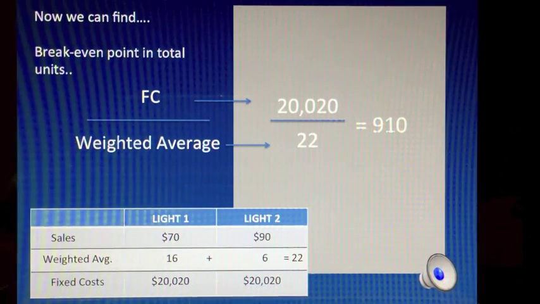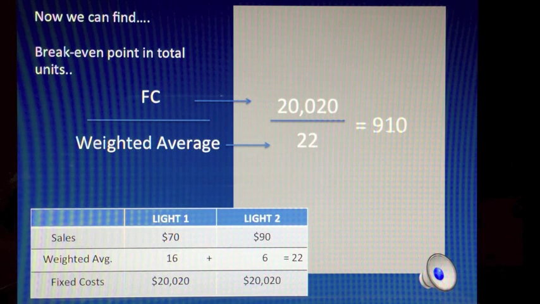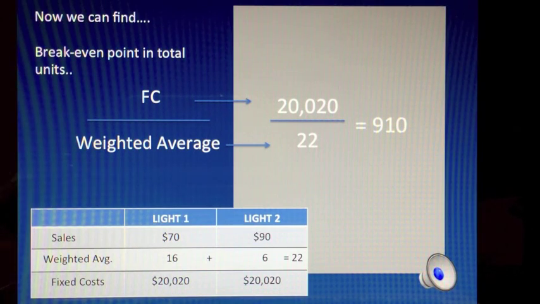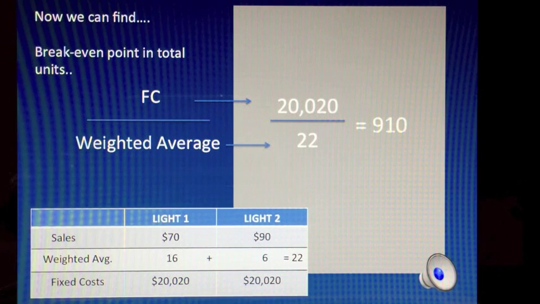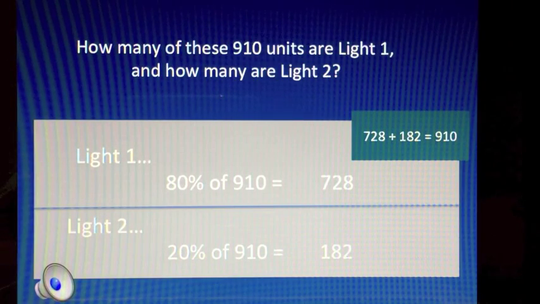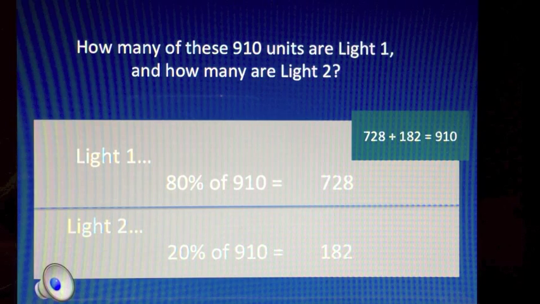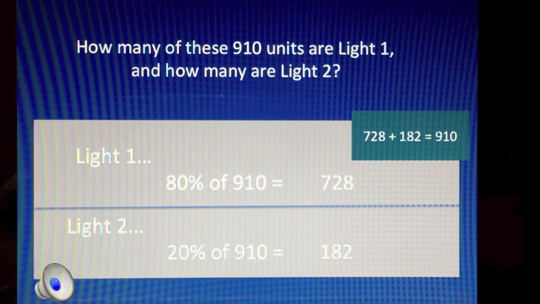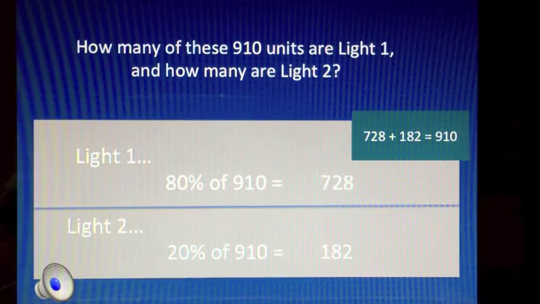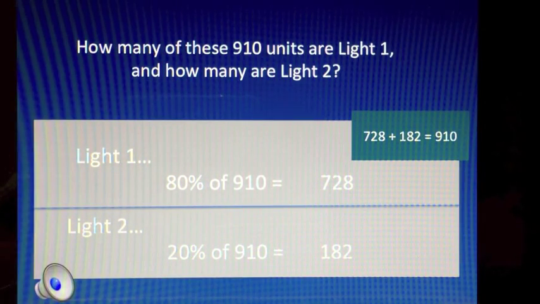Not quite. We will be able to find the break-even point in total units using the equation of fixed cost divided by weighted average. We can see down on our chart that it is 20,020, and we divide that by the weighted average we've just calculated. Our break-even point in units is 910. What does this mean? This means that at our break-even point, 910 is the number of units light 1 and light 2 will need to sell in order to pay the expenses it took to produce them. After 910 units are sold, we will start making a profit.